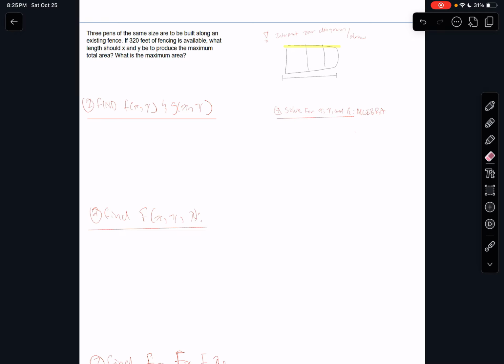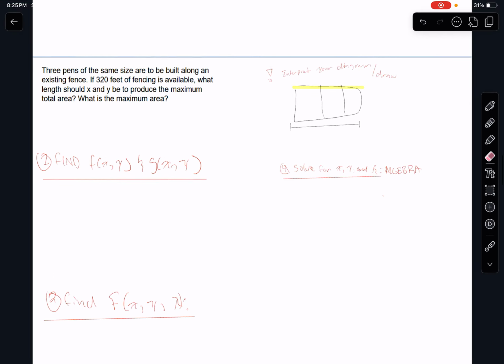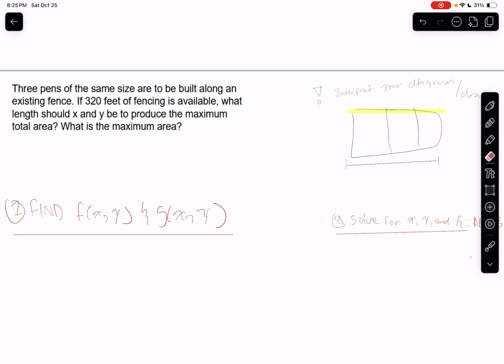All right, so here we have our first problem. It's a real world problem that aims to produce the maximum total area of fencing. In these problems, we need to be able to visualize and interpret a demonstrative of what we're trying to solve. I'm going to read it first. Three pens of the same size are built along an existing fence. If 320 feet of fencing is available, what length should x and y be to produce the maximum total area? What is the maximum area?